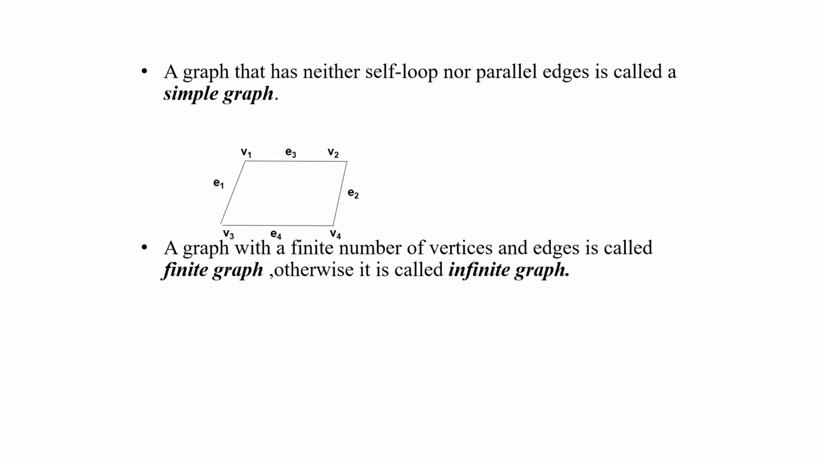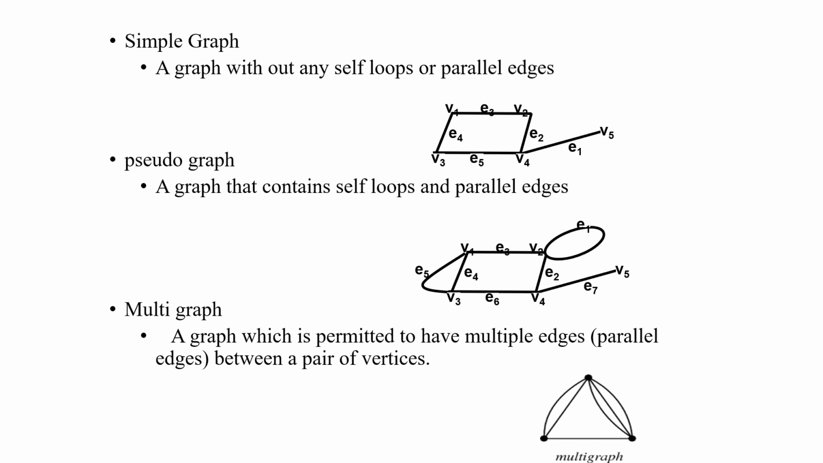A graph having no self-loop or parallel edges is called a simple graph. Here you can see a simple graph. A graph with a finite number of vertices and edges is called a finite graph. Otherwise, it is called an infinite graph. A simple graph is a graph without any self-loop or parallel edges. A pseudograph means a graph that contains self-loops and parallel edges.